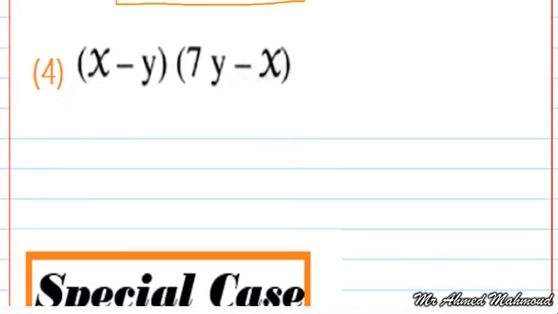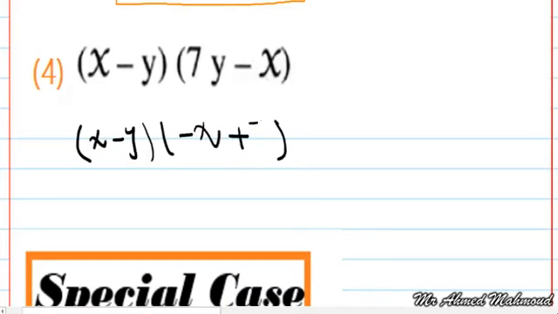Then I will write the first expression again, x minus y. Then I'm going to rearrange the second one. We have here 7y and the negative x. It will be negative x plus 7y. Because 7y is positive, I'm going to write positive here. Then we follow the multiplication as I explained before.